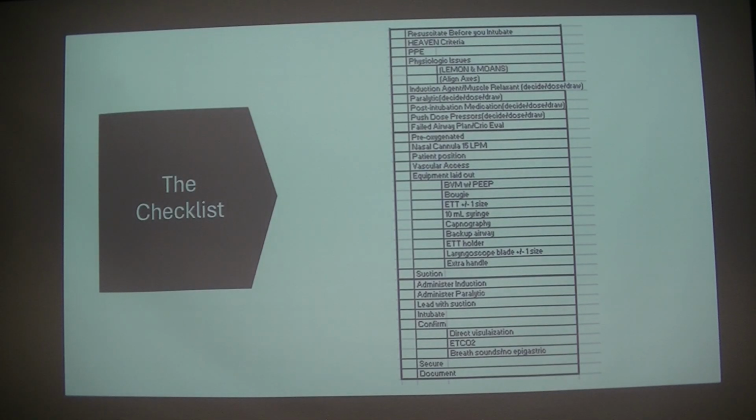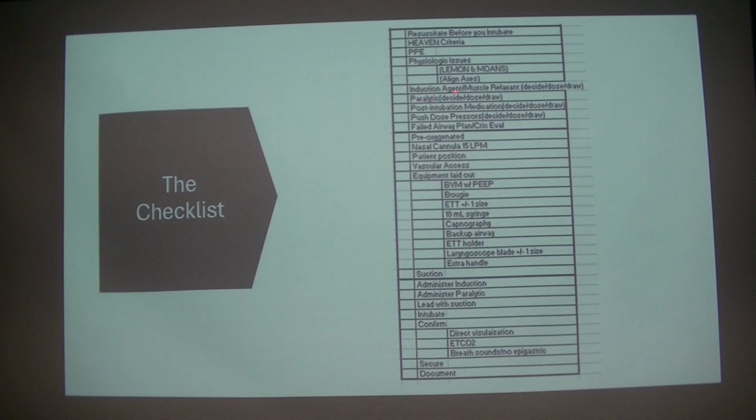This is the checklist. Resuscitate before you intubate. Use the HEAVEN criteria. Make sure you are using your PPE. Evaluate for physiologic issues using LEMON and MOANS. Align your axes. Select your induction agent or muscle relaxant. Decide on your agent. Dose your agent and draw your agent.